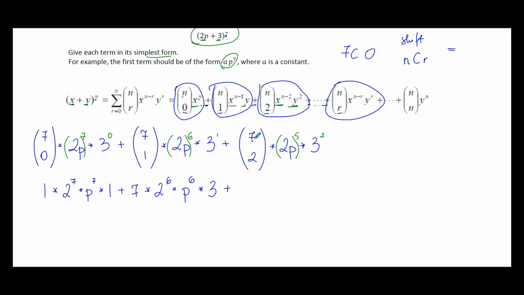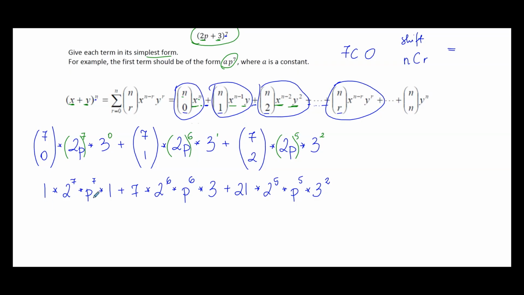Plus. And again, in our calculator, we put 7 choose 2. This time we press equal and we get 21. And again, we multiply 2 to the power of 5, and then multiply by p to the power of 5, and multiply by 3 to the power of 2. Now, the next thing is just to get the numbers in our calculator.